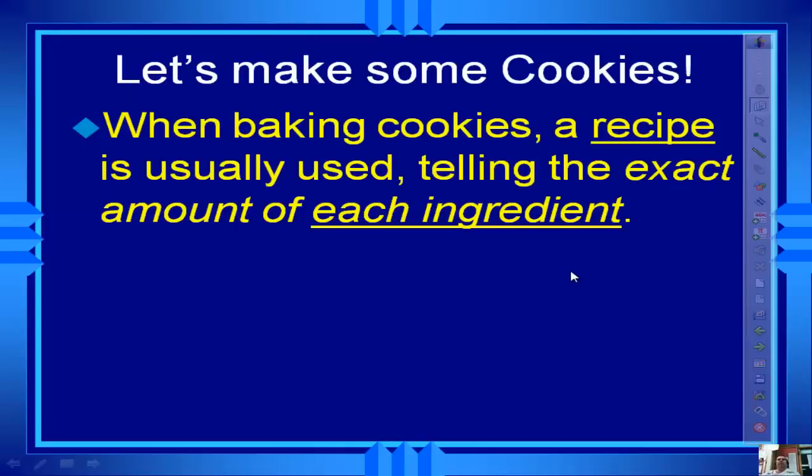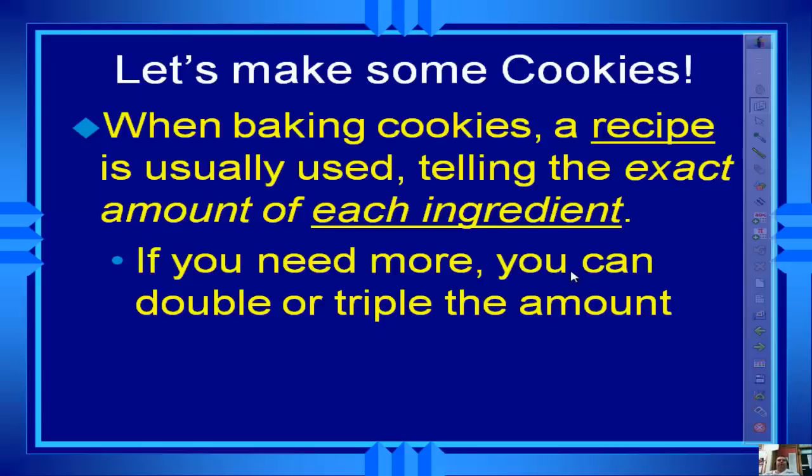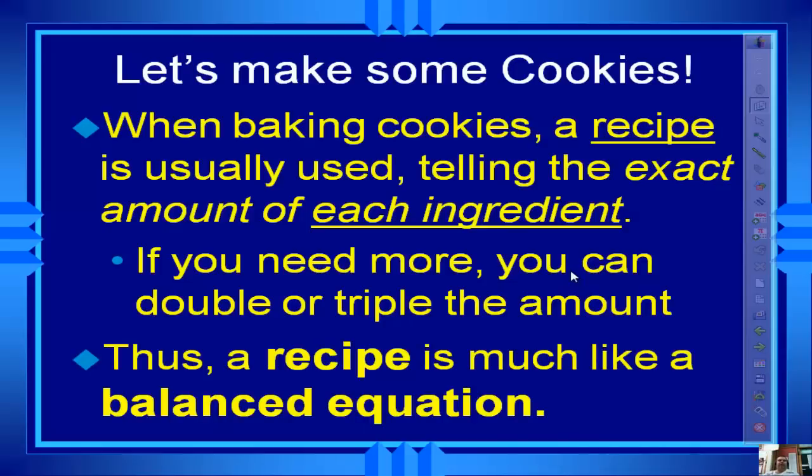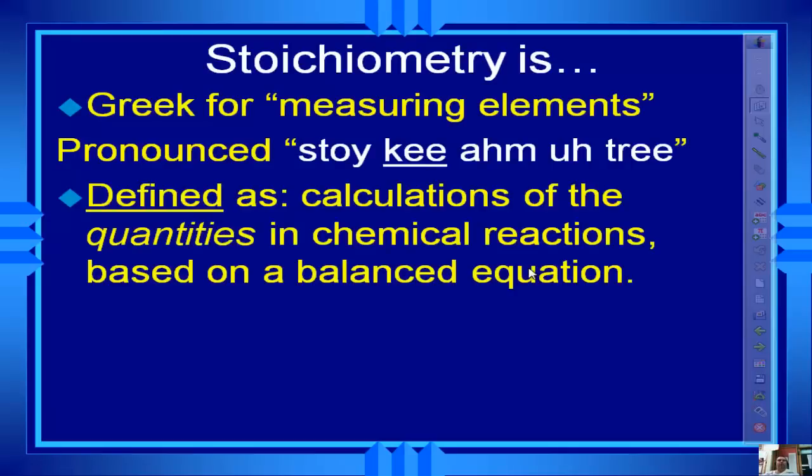Let's make some cookies. When you bake cookies, a recipe is usually used, telling you the exact amount of each ingredient. If you need more, you can go ahead and double the recipe. If you need even more, you can triple it. If you don't have enough ingredients, then of course you can cut the recipe in half, and things like that. Thus, a recipe is a lot like a balanced chemical equation.